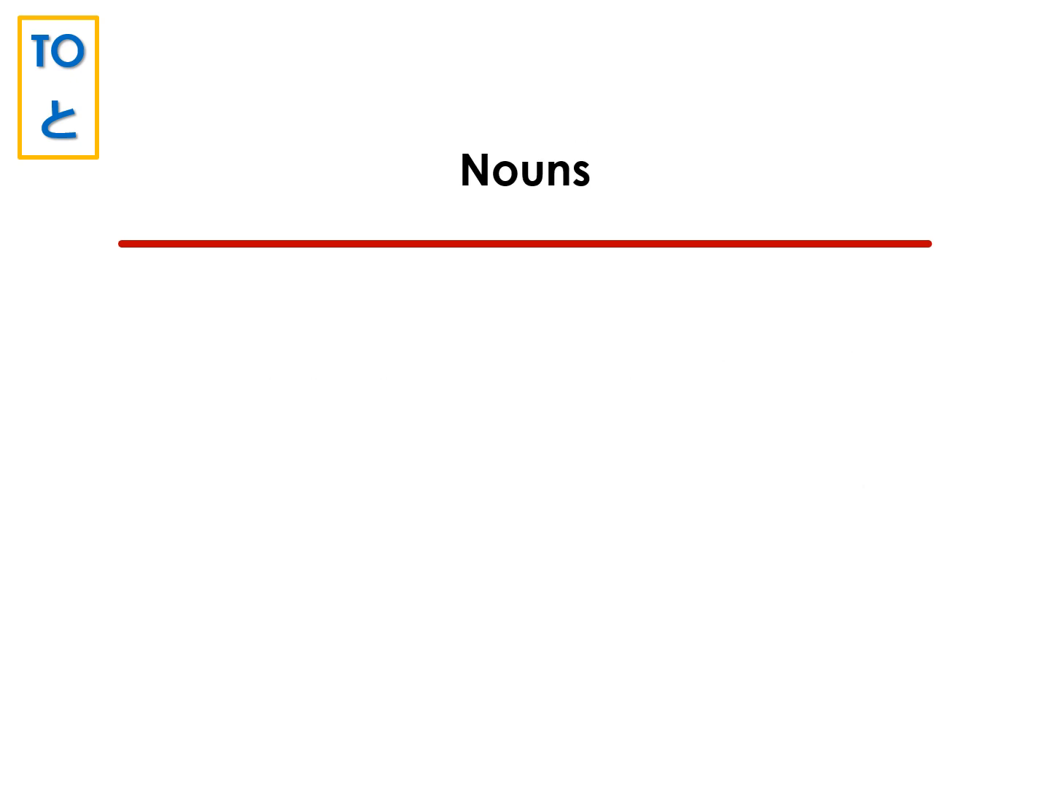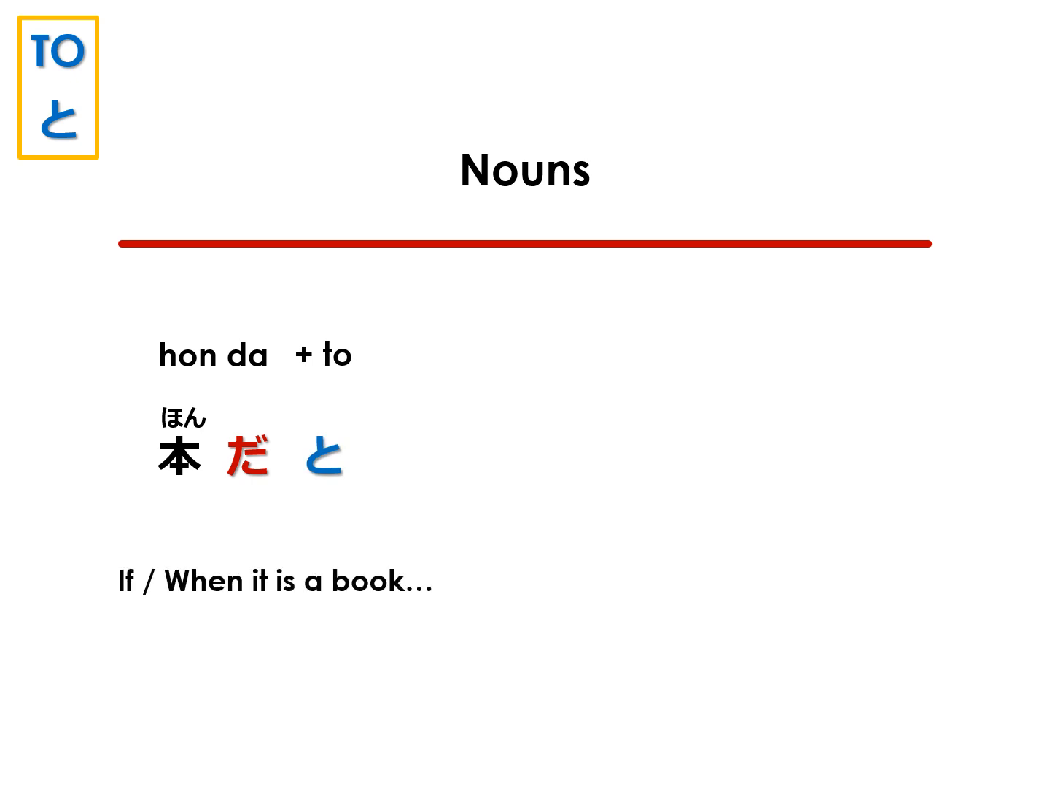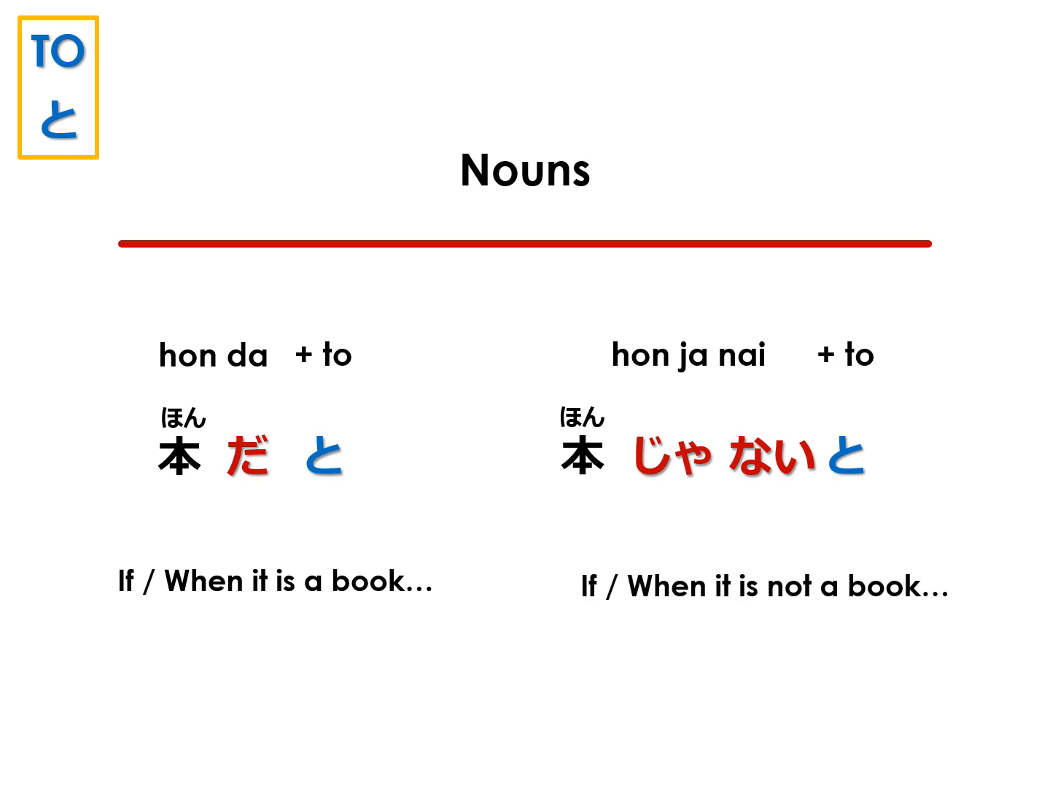For a noun example, let's use the noun hon or book. Same thing, add to it the verb da, honda, and then to form hon dato, which means if it is a book or when it is a book. Negative is hon dewanai or hon janai. Then to this, add to form hon janai to. It means if it isn't a book or when it isn't a book.